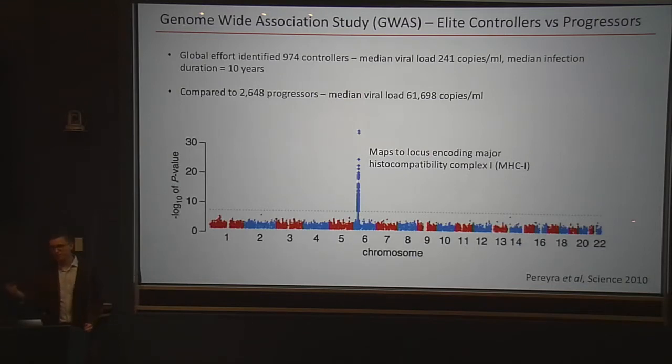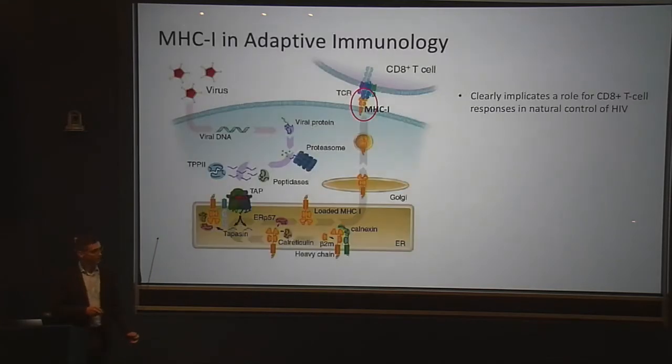So what is this hit that is genetically associated with elite control? It turns out this maps to something called MHC1, major histocompatibility complex type 1. And this gives us a very clear idea of at least part of the way that elite control is working. Because the job of MHC1 is to show virus infection, to show essentially what's being produced in a cell to an arm of the immune system called CD8 T cells, which can kill these infected cells.